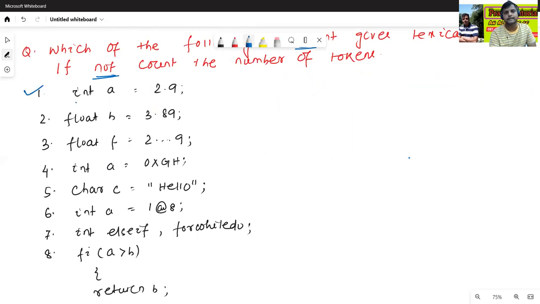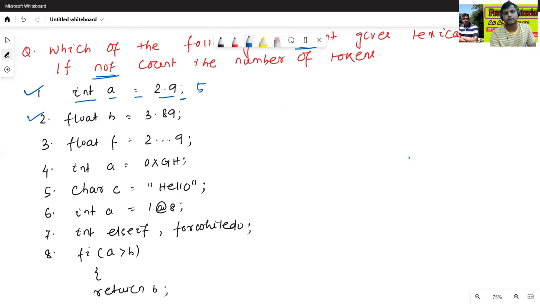See the first example. Here int is a token, a is a token, equals is a valid token, 2.9 is a valid token, and this is the semicolon. So there is no lexical error in the first statement, and the first statement contains 5 tokens.